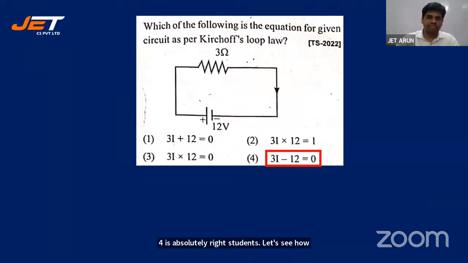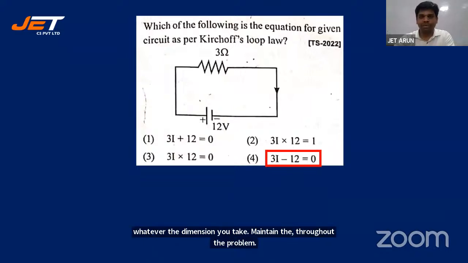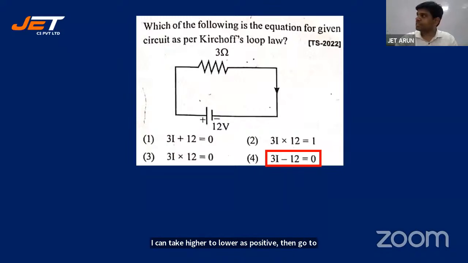See, the convention would be, if I go from higher potential to lower potential, I can take it as positive or negative. It depends. Whatever convention you take, maintain that convention throughout the problem. I can take higher to lower as positive, then lower to higher becomes negative. As the current is clockwise, as I go from this terminal to this terminal of the 3 ohm resistor, there's a drop in potential. So I've taken that as positive 3i. And here I come from lower potential to higher potential, which is negative 12. So 3i minus 12 equal to 0 is the equation for the loop law.